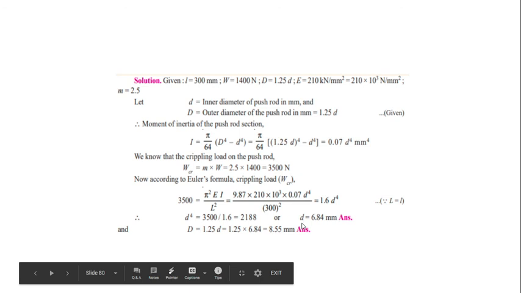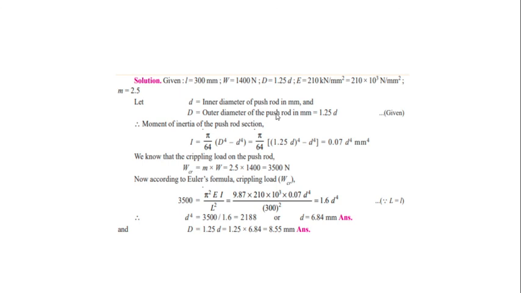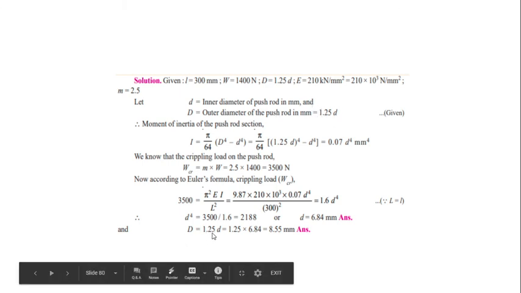My ultimate aim is to find the outer diameter of the push rod. The given condition is capital D equal to 1.25 times small d. Now substitute the small d value here, and finally we can get capital D, that means the outside diameter of the push rod.